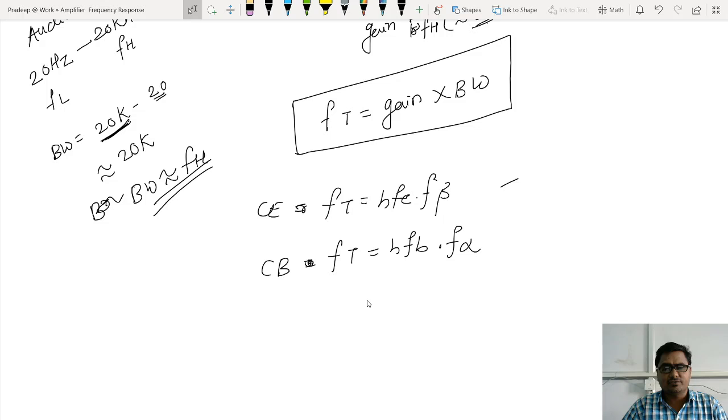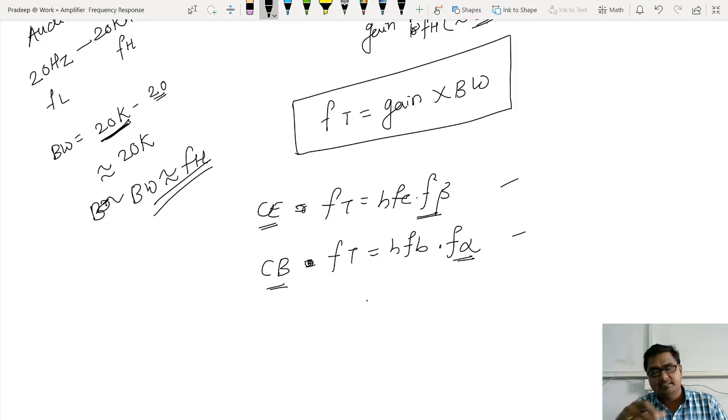Yes, it is an obvious thing. For common emitter, it is beta. For common base, it is alpha. So F beta, that is the beta cutoff frequency for CE, and the alpha cutoff frequency for CB. That was the only and smallest point that we missed out.